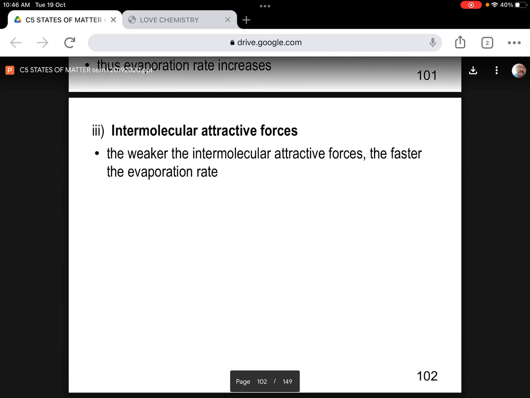Now the intermolecular attractive forces is the third factor. The weaker the intermolecular attractive forces, the faster the rate of evaporation. Because once the kinetic energy can overcome the intermolecular forces, then the rate of evaporation will be very high. In fact, when the intermolecular forces become so weak, then molecules can easily escape from the surface, then the evaporation rate is very, very high.